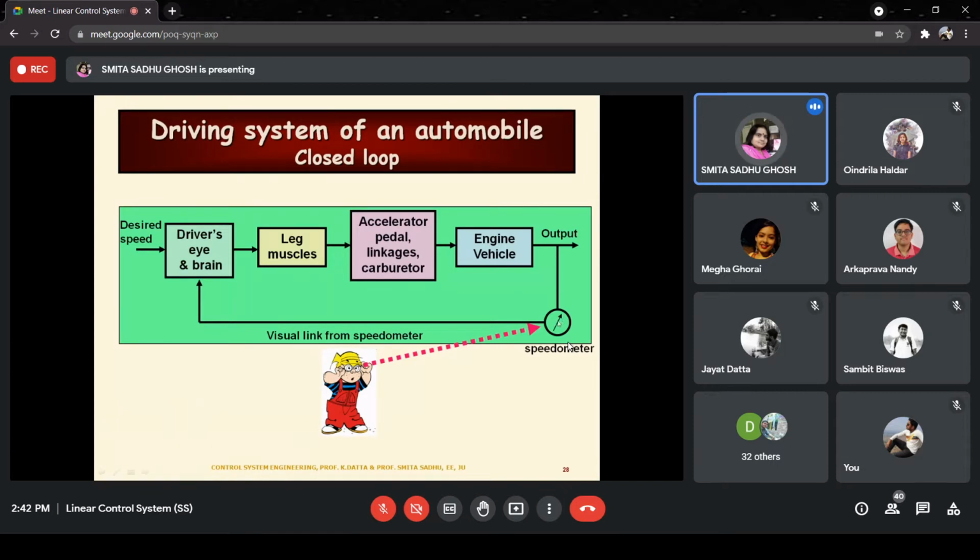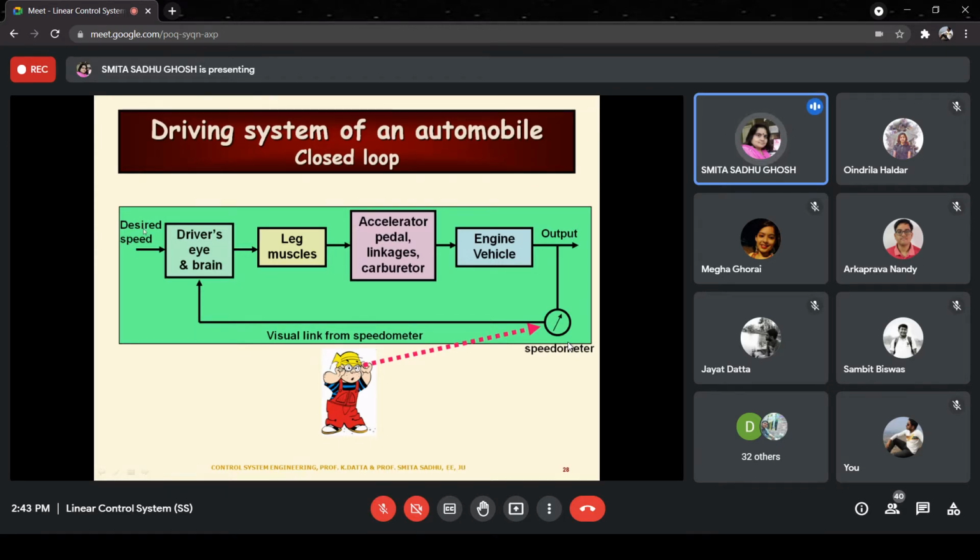Meaning the speedometer, if he sees that it is going at 80 kilometers per hour, then naturally the driver's eye and brain will give an instruction to the leg muscles so that the force being applied on the accelerator is released, right? So basically over here, similarly, if the output variable, that is the speed, is lower than the desired speed, you can see it is written over here on this side.